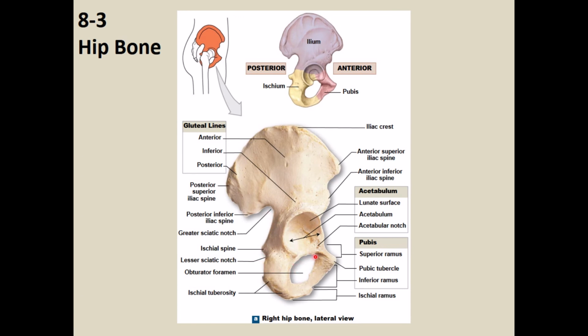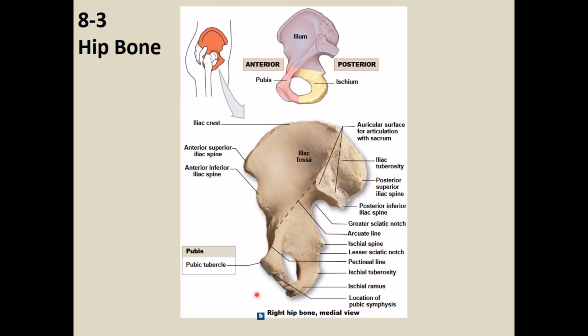And you have this obturator foramen. This is the obturator foramen. That is made by two bones. One is the pubis, the other one is the ischium. So this is the medial view, because in the medial view you cannot see the acetabulum. So this is one way to know it.